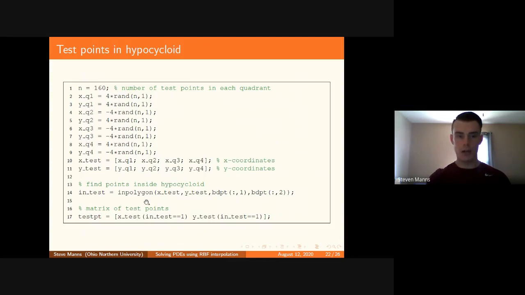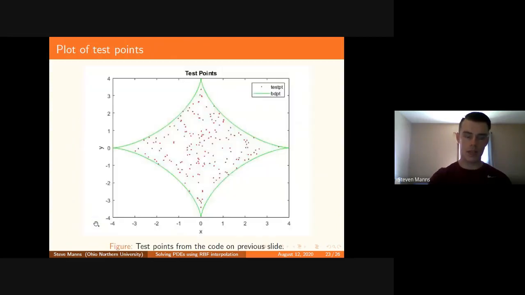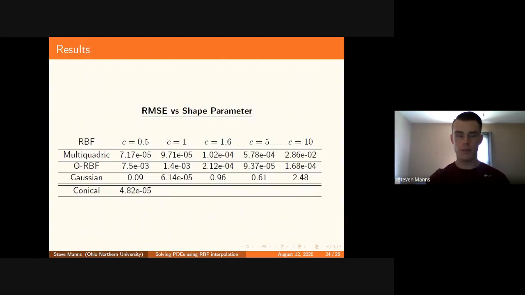And then in line 14, we use the inpolygon function to get a logical matrix telling us which of these test points are interior to the hypocycloid. Using this logical matrix, we then assign the appropriate x and y values to a matrix of test points. This figure is showing that our approach again has worked. The green is denoting the boundary of the domain. The red dots, which do appear to be random, are the test points.